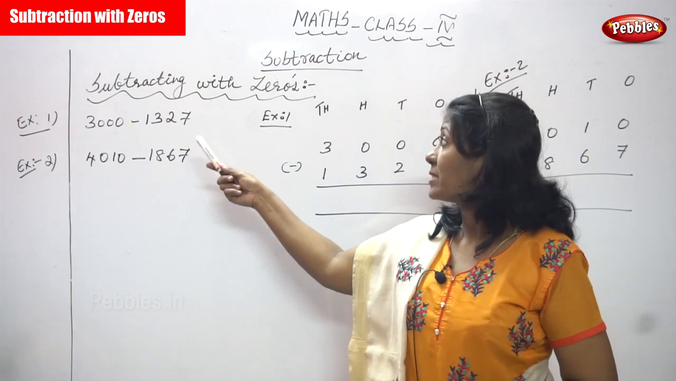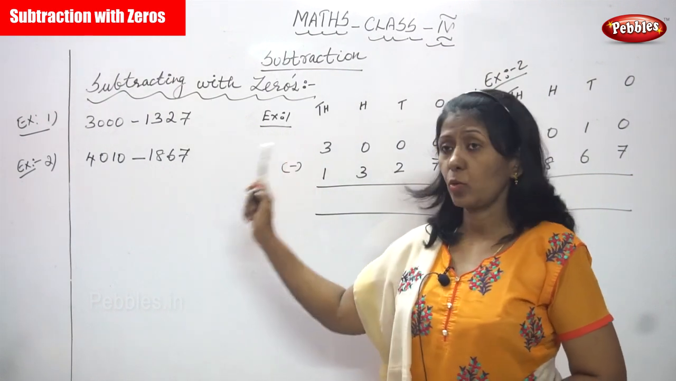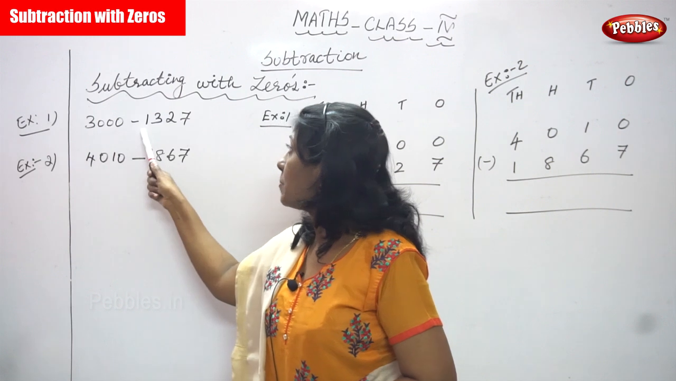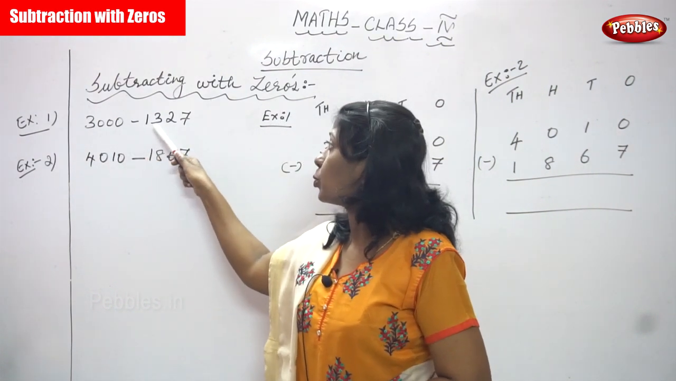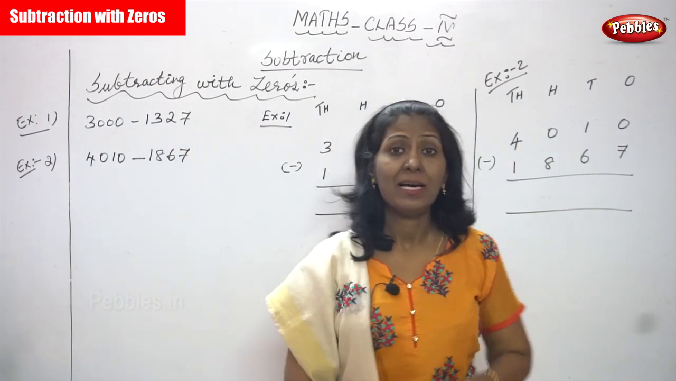Now we are going to see subtracting with zeros. So the first sum is 3000 minus 1327. Let's start the sum.